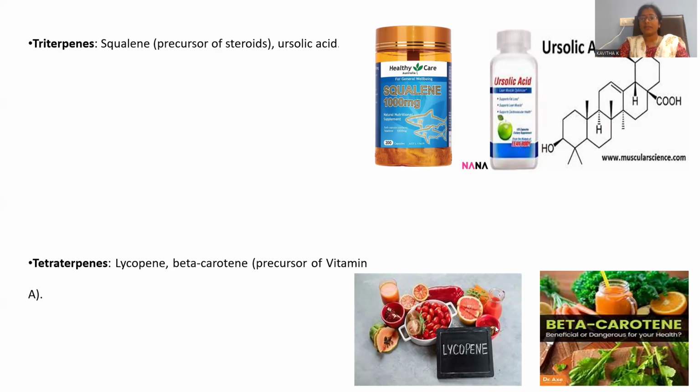Beta carotenes. Beta carotenes are available in orange and carrot.